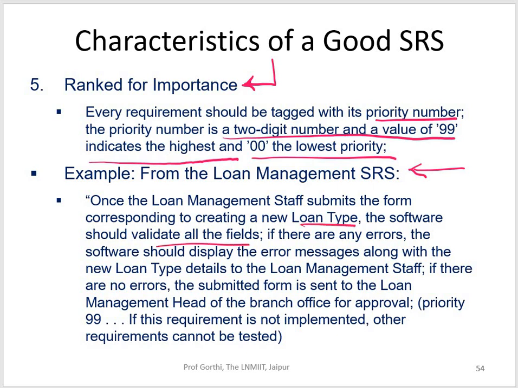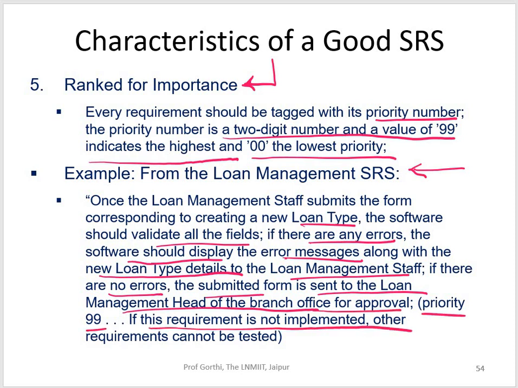Now, the SRS document should be ranked for importance. Every requirement should be tagged with its priority number. The priority number is a 2-digit number, and a value of 99 indicates the highest and 0 indicates the lowest priority.